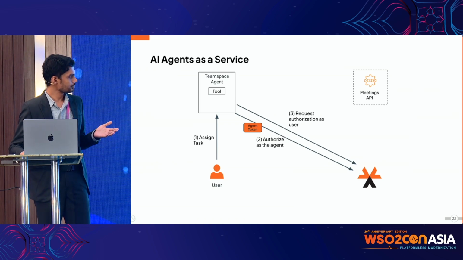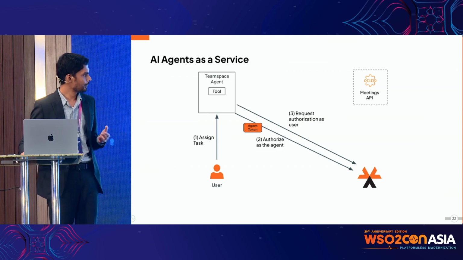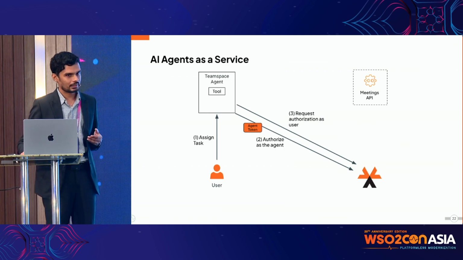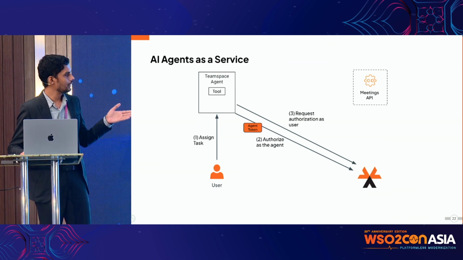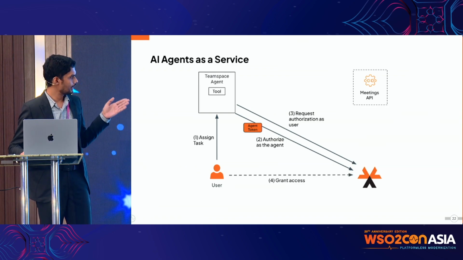So now the agent needs to get the authorization from the user to perform this task. So it will then initiate an authorization request to authorize on behalf of the user. And once the user grants the access, it will receive a token on behalf of the user.